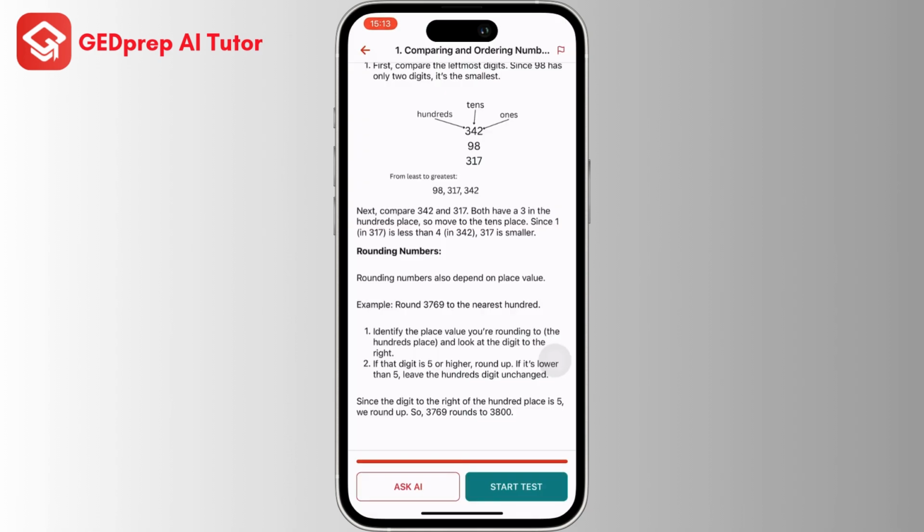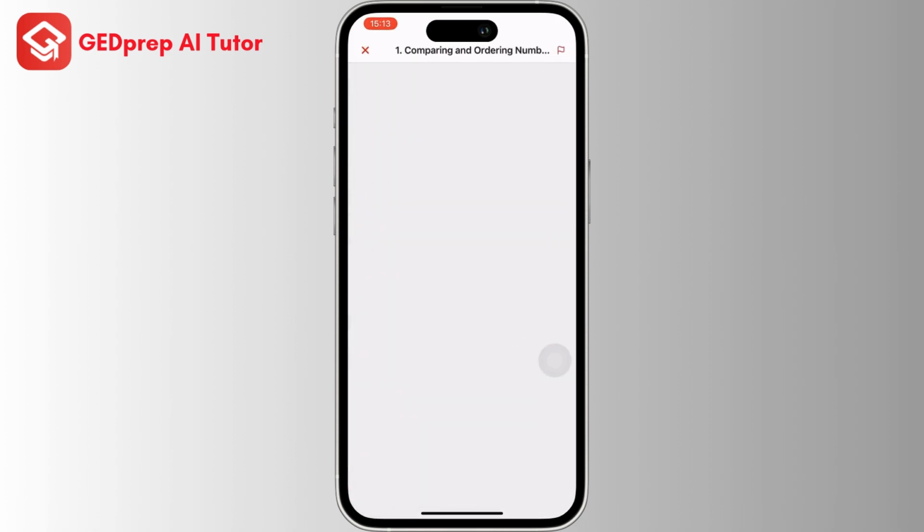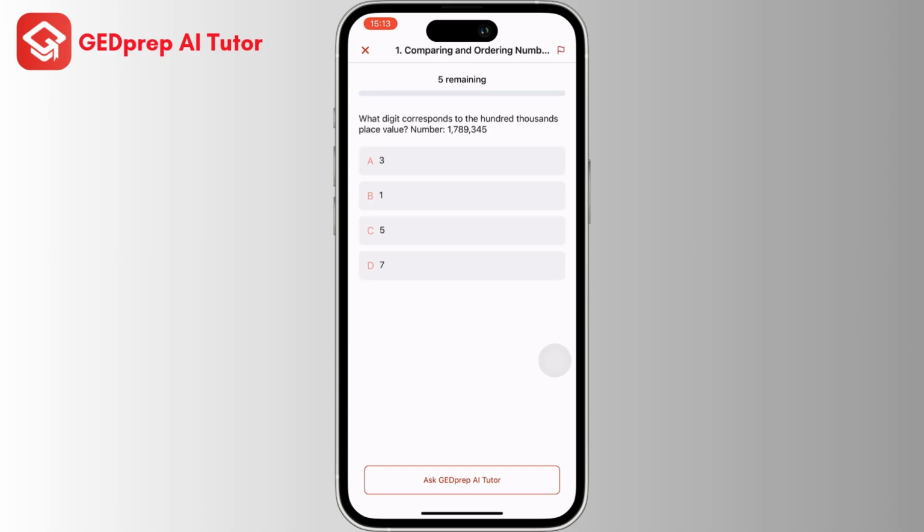Now that you've learned the key concepts, let's check your understanding with a few review questions. Question: what digit corresponds to the 100,000 place value in the number 1,789,345? Option A, 3. Option B, 1. Option C, 5. Option D, 7. The correct answer is 7.